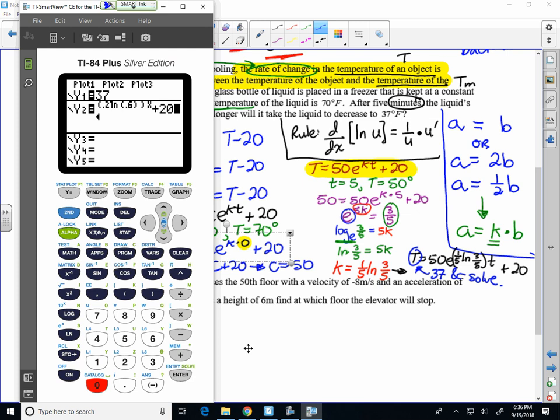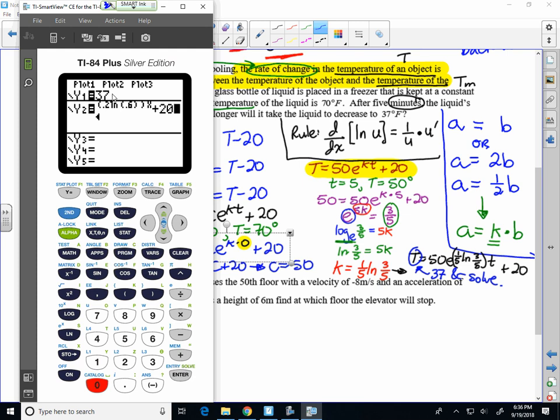All right, so I could hit zoom 6, standard viewing window, but I don't think it's going to make much sense because I'm already starting with a fixed value of 20, which is not between -10 and 10. I have to go up to 37, which is not between -10 and 10. So definitely not the way to go. Window is a very important feature on the calculator.